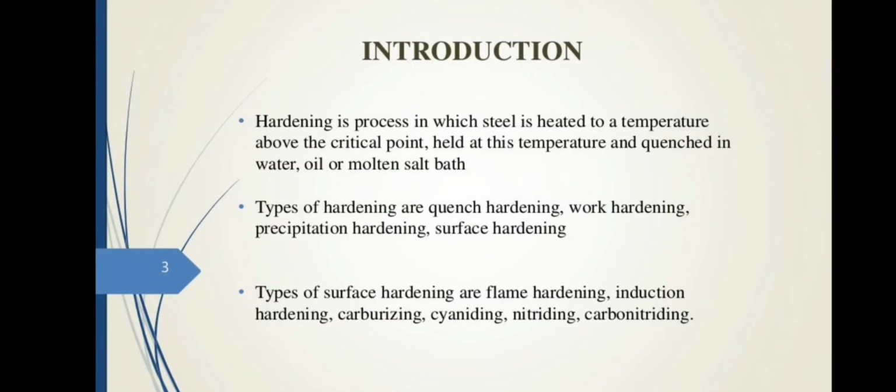Hardening is the process in which the steel is heated to a temperature above the critical point, held at this temperature, and quenched quickly in water, oil, or a molten salt bath. The types of hardening are quench hardening, work hardening, precipitation hardening, surface hardening, etc. The types of surface hardening are flame hardening, induction hardening, carburizing, cyaniding, nitriding, and carbonitriding, etc.